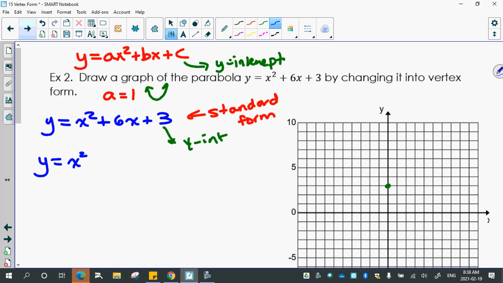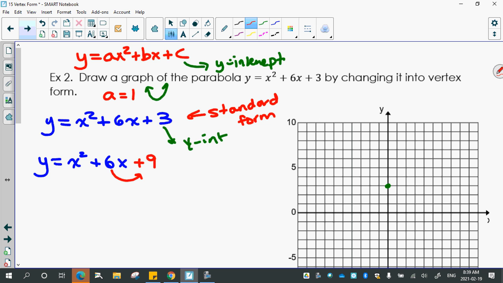So, how many people remember how to complete the square? Oh, only my grade 10. It's been a while. A week? 2 weeks? 3 weeks? Okay, here we go. x squared plus 6x. So this is how you complete the square. You take half that number, so half of 6 is 3, and square it. What's 3 squared? 9. So we add 9, and we subtract 9.